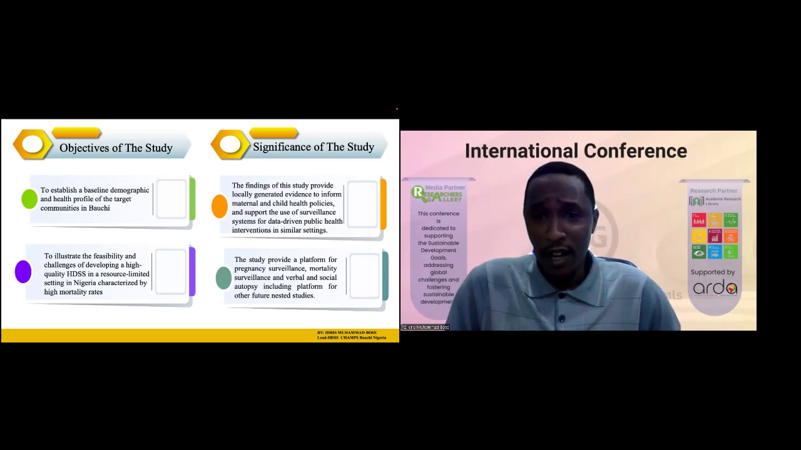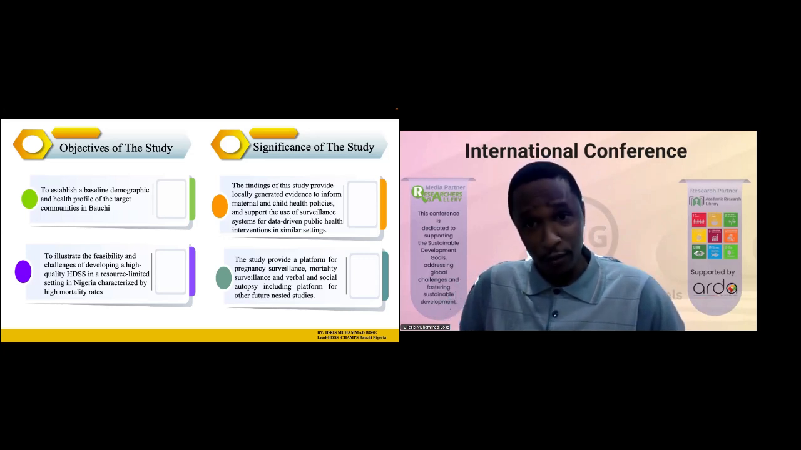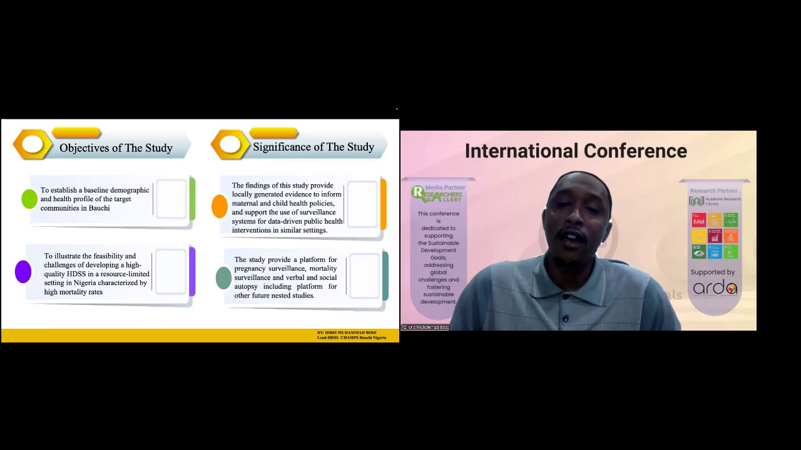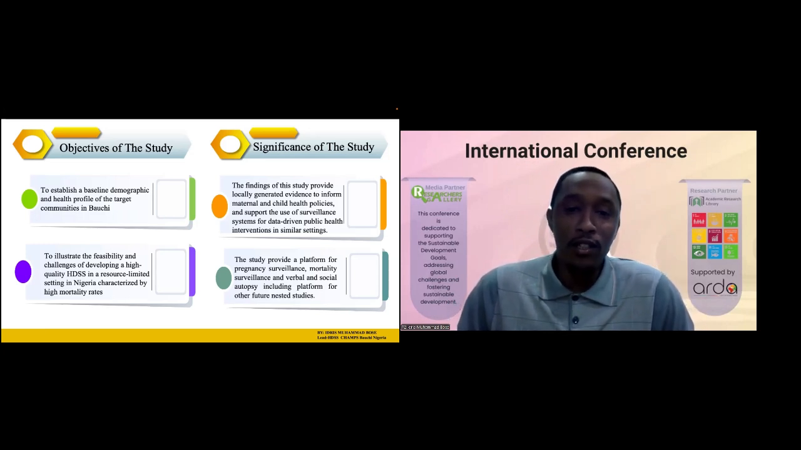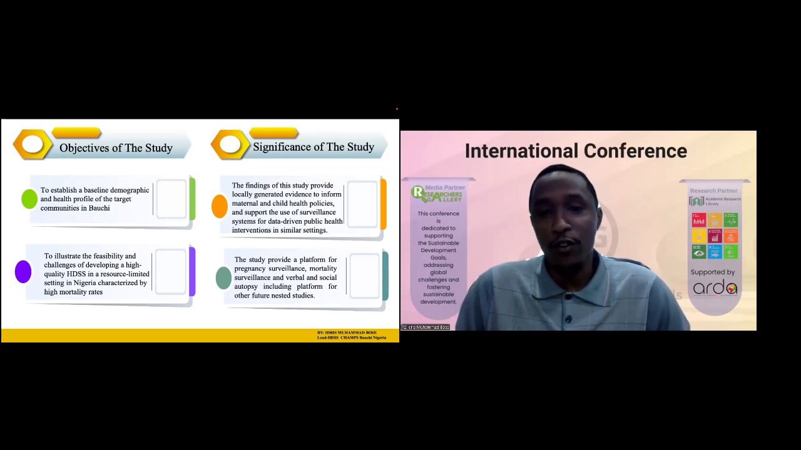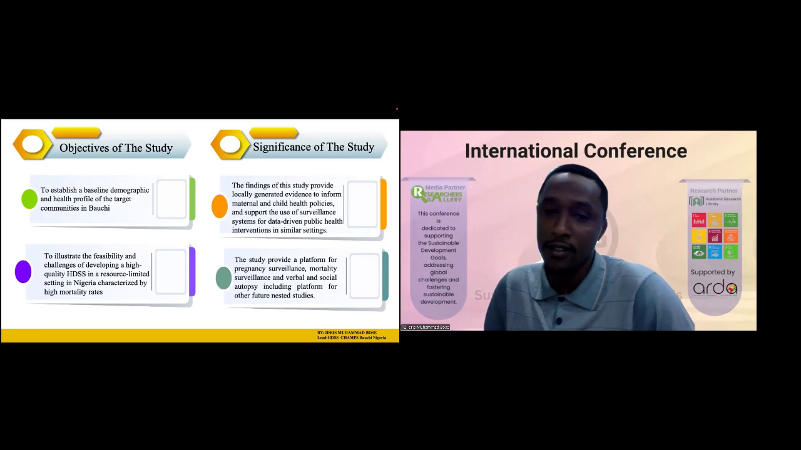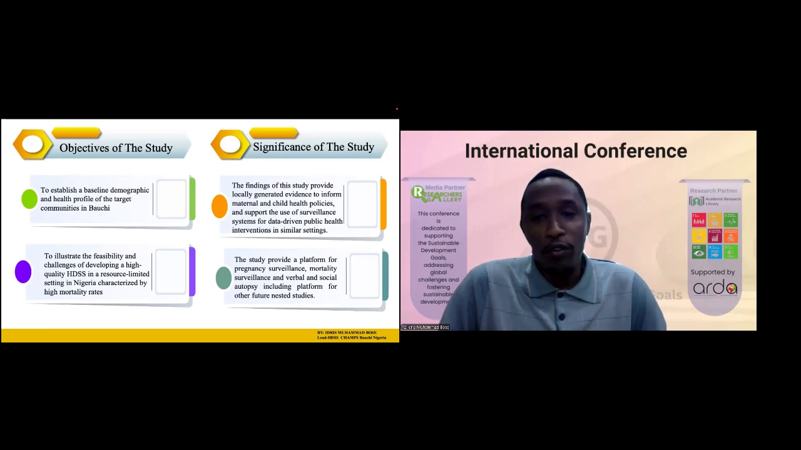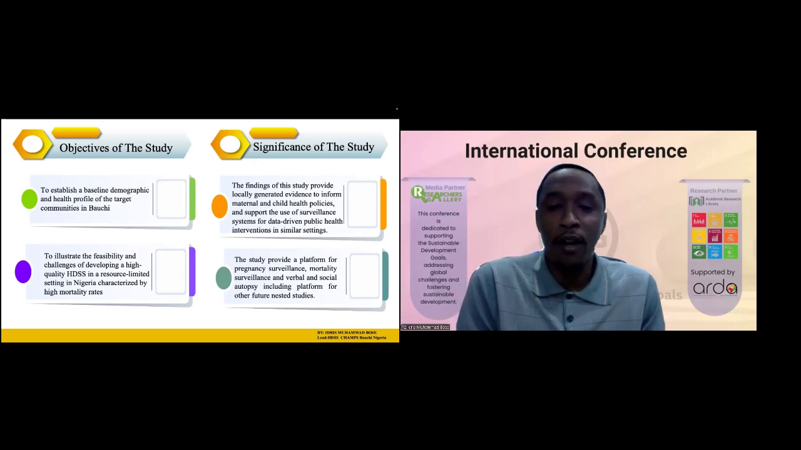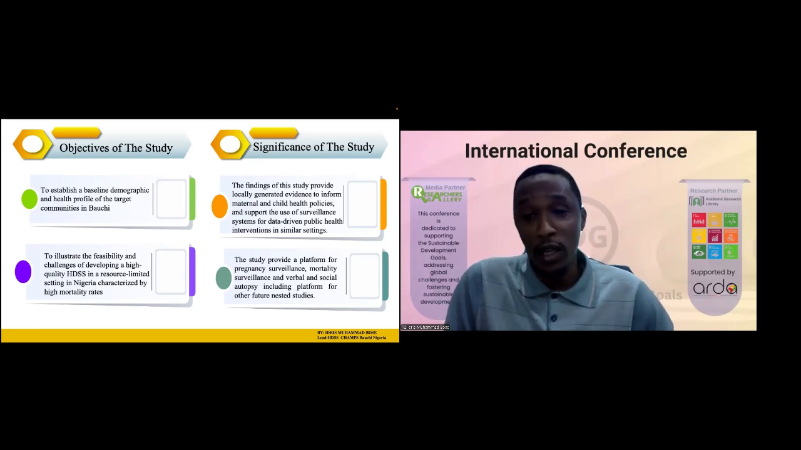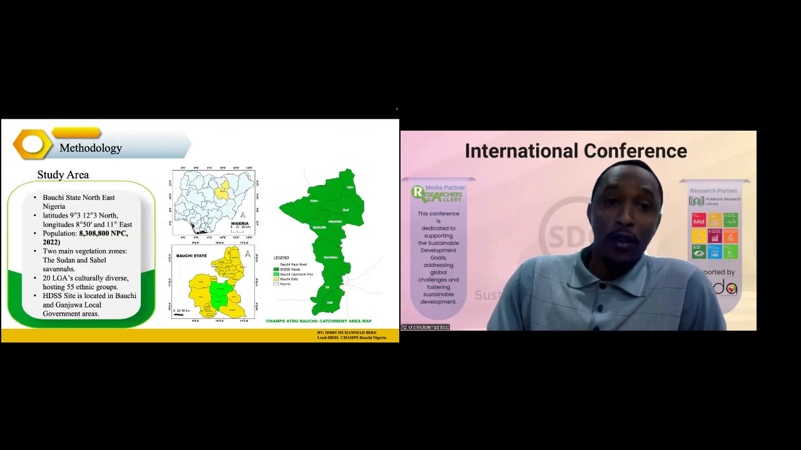The significance of the study is that the findings provide locally generated evidence to inform maternal and child health policies and to support the use of surveillance systems for data-driven public health interventions in similar settings. The study also provides a platform for pregnancy surveillance, mortality surveillance, and verbal and social autopsy, including a platform for other future nested studies.